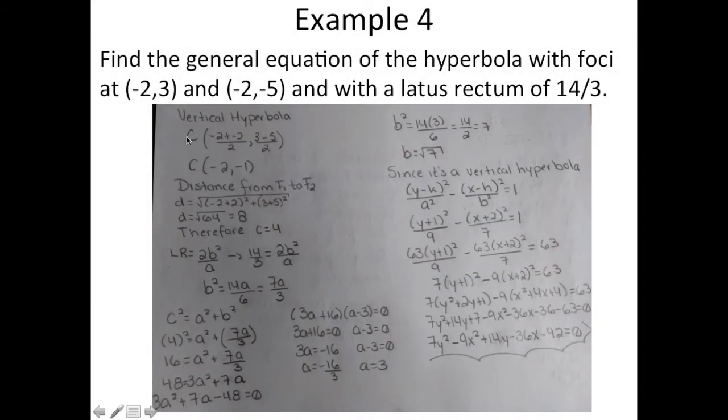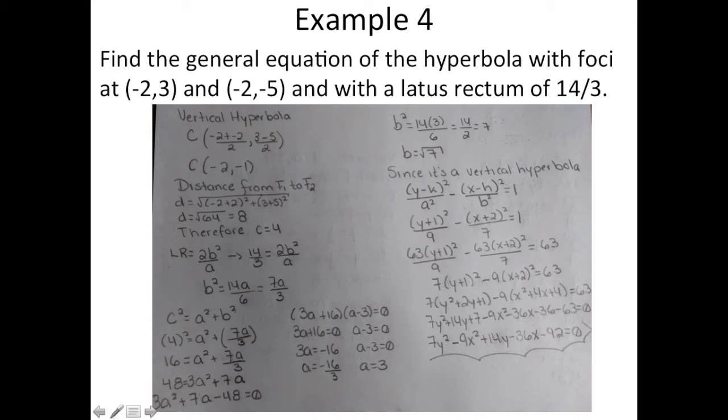The center is the midpoint between the two foci. To find the midpoint, you add the x's of your 2 points divided by 2 to find the x, and the y's of your 2 points divided by 2 to find the y. So for the midpoint between this focus and this focus, you would have negative 2 plus negative 2 divided by 2, and 3 plus negative 5 divided by 2, and that gives me negative 2, negative 1. This is the center of my hyperbola.